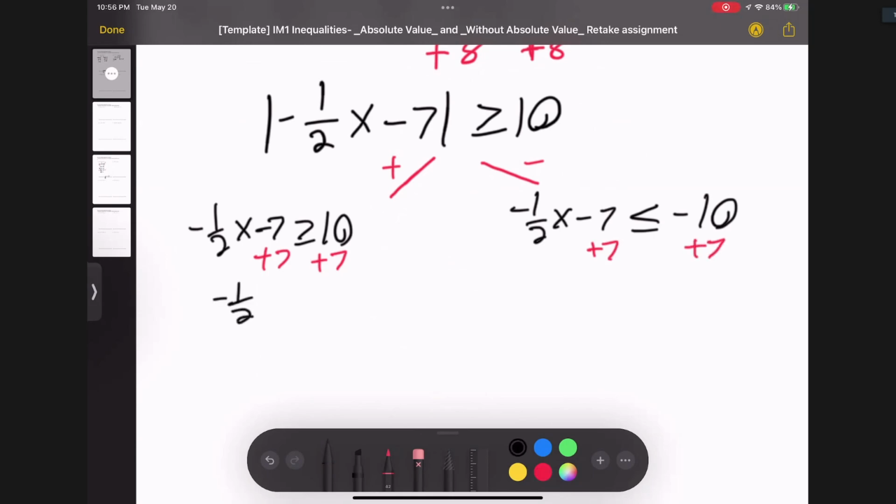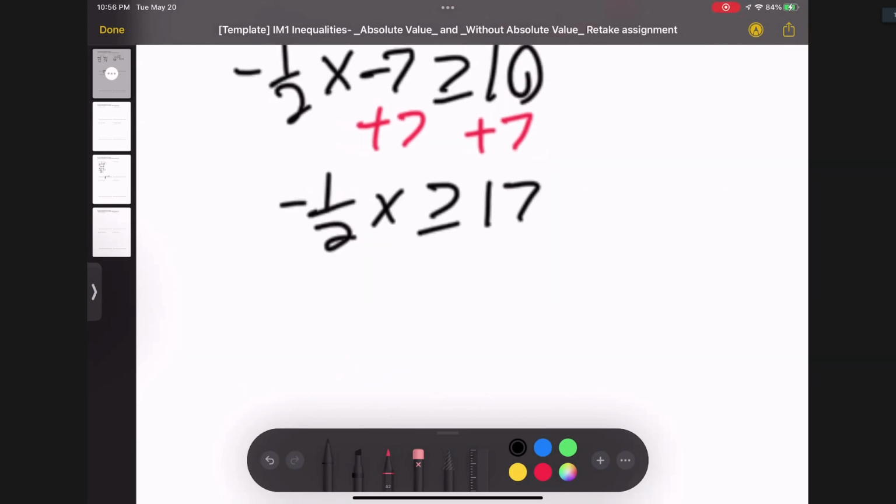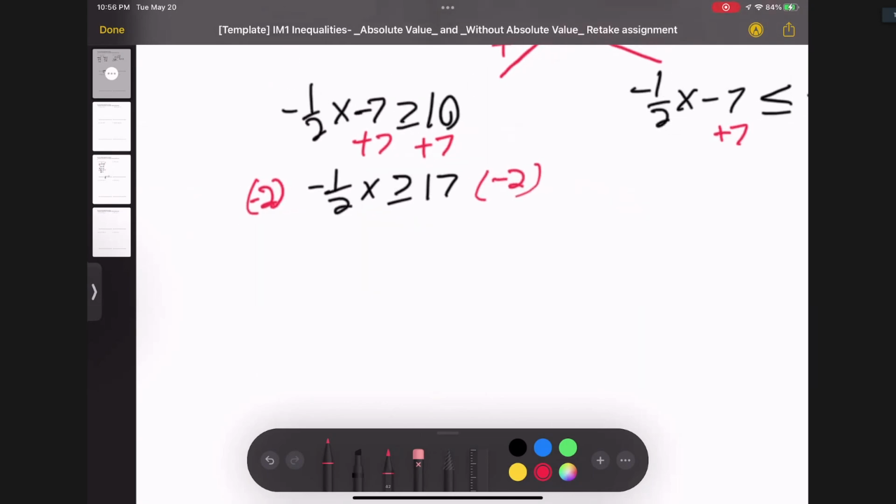You're going to have 1/2 x on this side, and you're going to add 7. We're going to see that -1/2 x is greater than positive 17. But look what I want to do. I want to multiply both sides by -2. So if I multiply both sides by -2, what's going to be happening to both sides? This side is going to be a +1, and it's just going to be leaving with your x. But look what happens to the inequality. It switches directions. When you multiply or divide by a negative number, it switches directions.